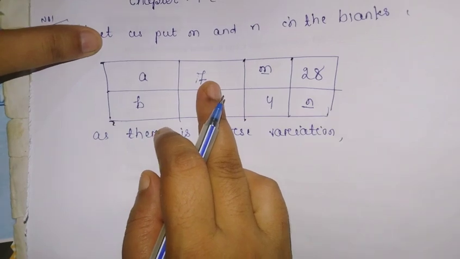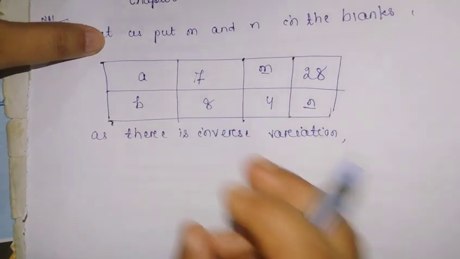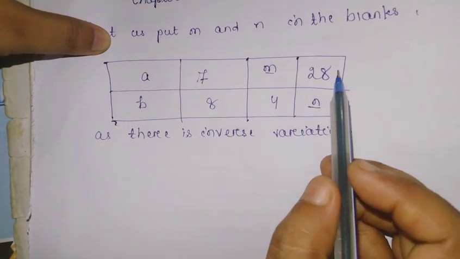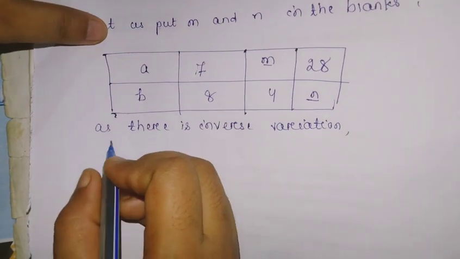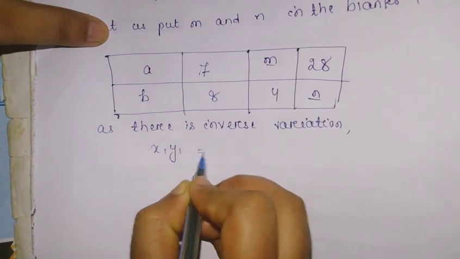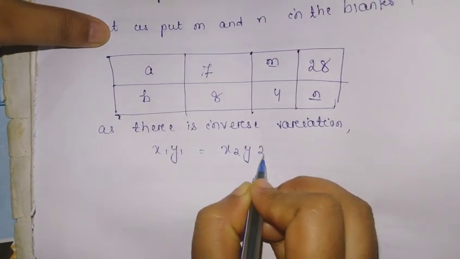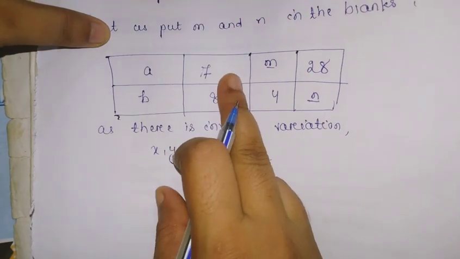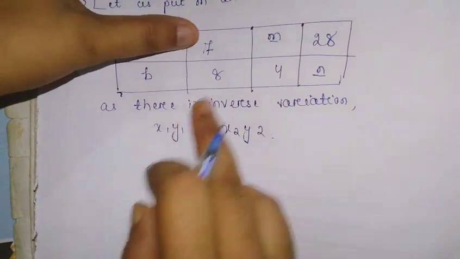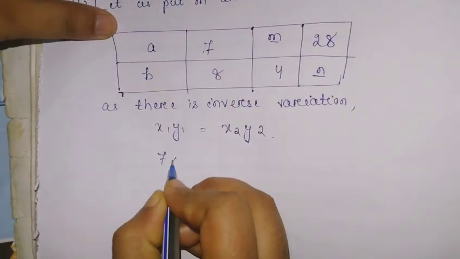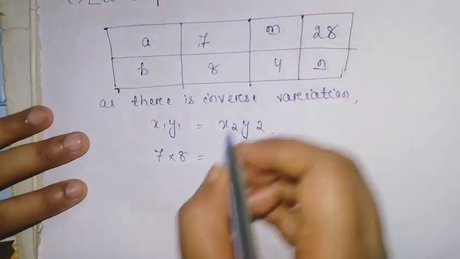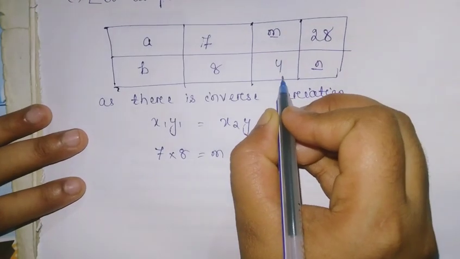This is x1, this is y1, then x2, then y2, then x3, y3. First I write the inverse variation formula: x1 into y1 equals x2 into y2. Then we put x1 equal 7 into y1 equal 8. Then x2 equal m into y2 equal 4.